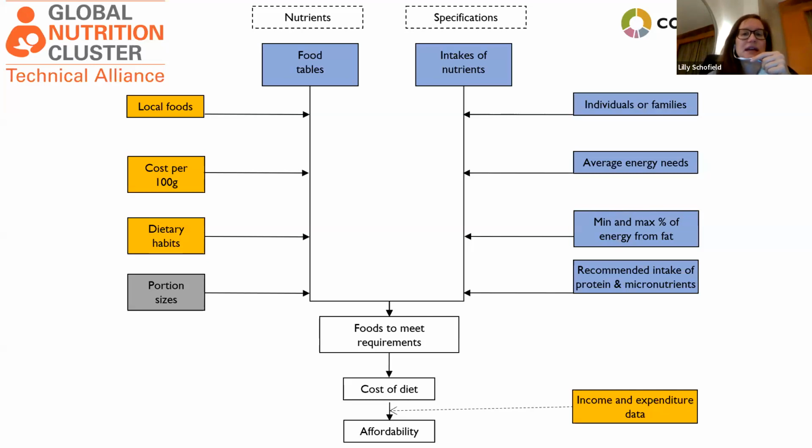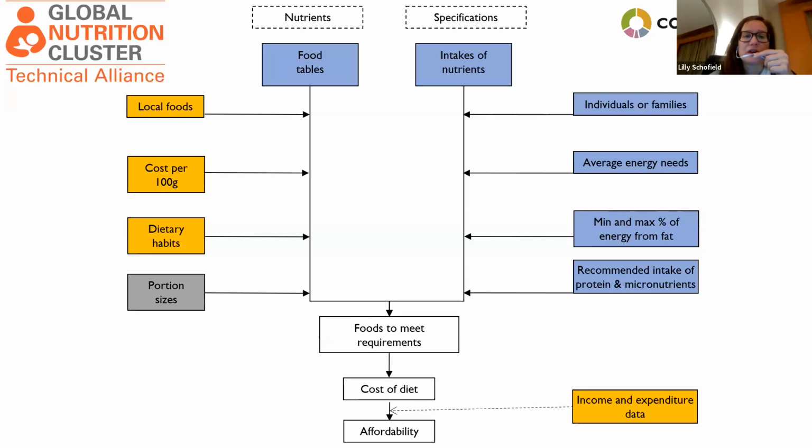So how does Cost of the Diet work? This is a schema of the different information that it combines. At its heart, what it does is combine information about nutrient needs and food availability to come up with hypothetical diets that meet requirements at a low cost. You can see that there's a set of blue boxes there, and those boxes represent the information that's already preloaded within the Cost of the Diet software.